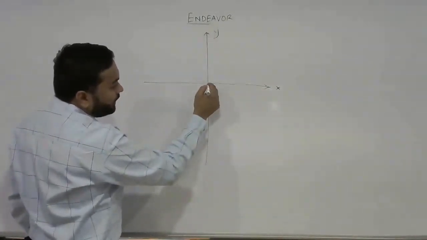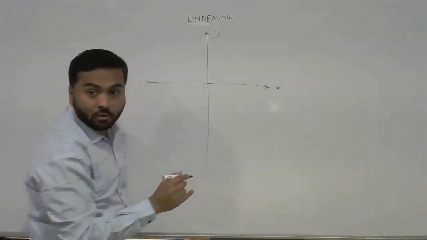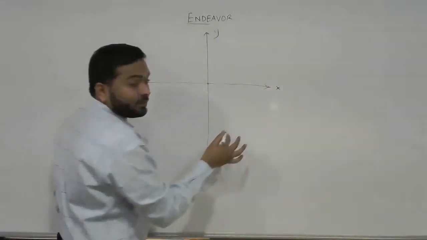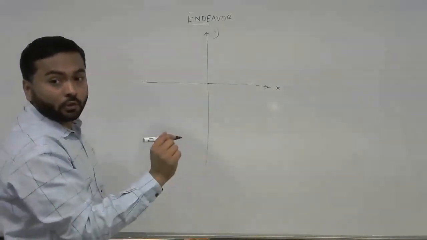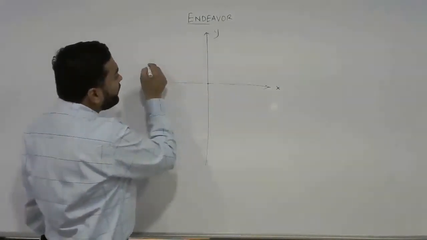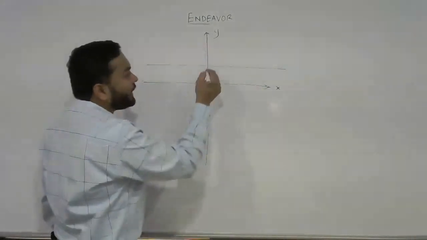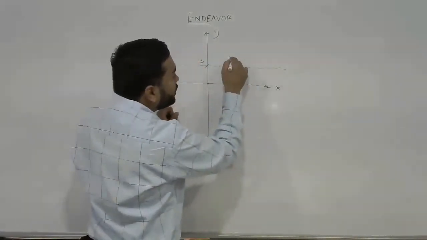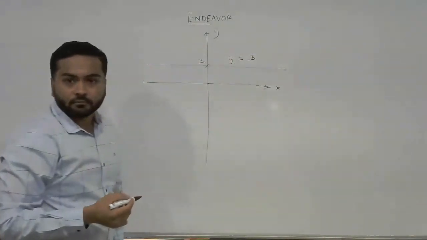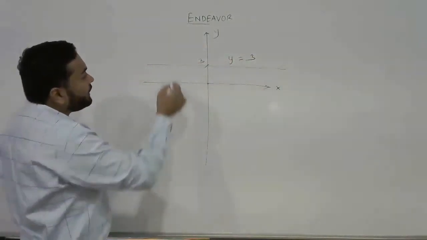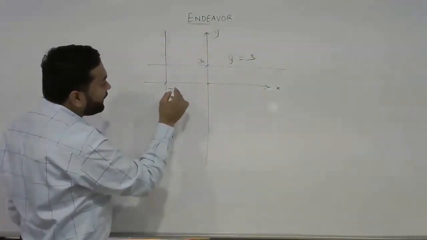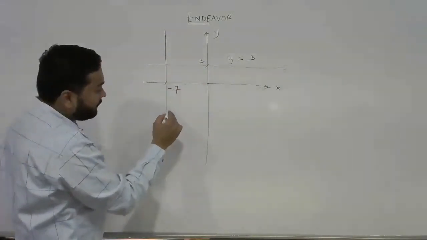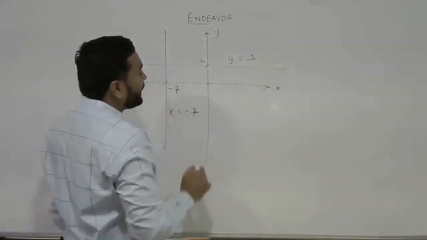Y-axis is nothing but x equal to 0, right? And x-axis is nothing but y equal to 0, right? So if I say the line is parallel to x-axis and it is passing through 3, this was y is equal to 0, this becomes y is equal to 3. And if this line is passing through, let's say, minus 7, so it is passing from x is equal to minus 7.